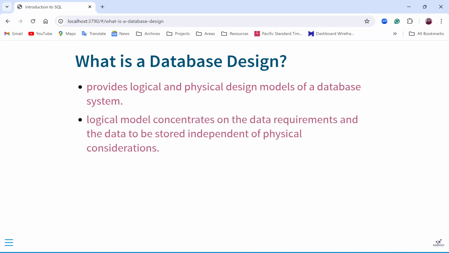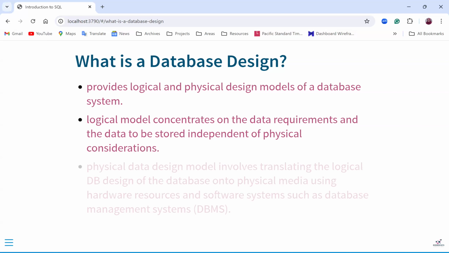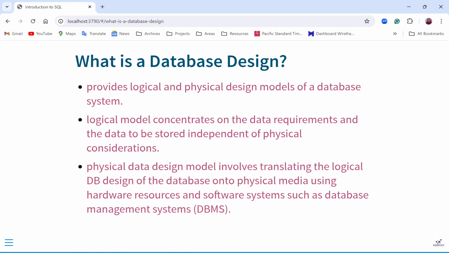So when we're talking about the logical model, we're concentrating on the data requirements, the data to be stored independent of physical consideration. That is the physical server itself. So the physical data design model involves translating the logical DB design to the database on physical media using hardware resources and software systems such as a database management system.